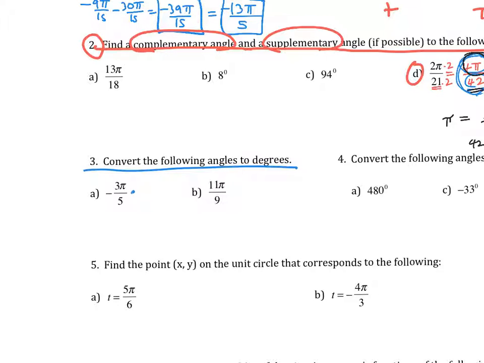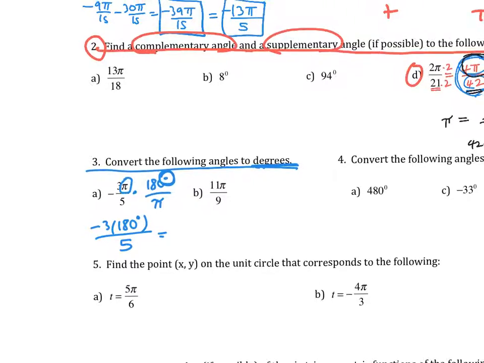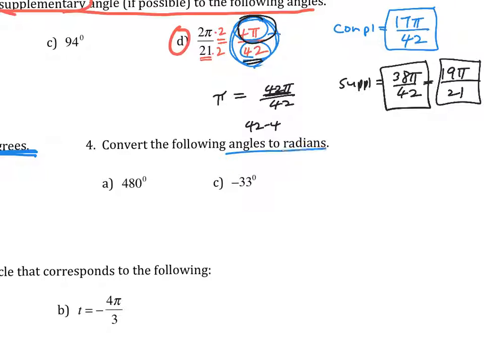For number 3, convert the following angles to degrees. You can either multiply, since it's given to you in radians, with the conversion factor 180 degrees is to pi radians, because you want the unit of what your final answer should be on top, and then multiply out, reducing. Or you can remember that pi radians is 180 degrees, so you can replace wherever you see pi with 180 degrees and then simplify that out. For number 4, when you're converting the angles to radians, you want to multiply your degree angle by the conversion factor pi radians is to 180 degrees, and then you multiply that out and simplify it.